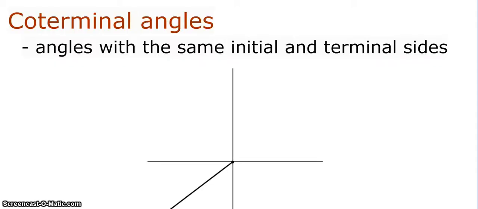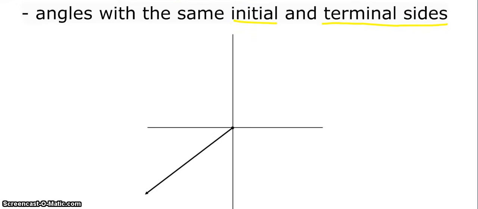Well, it's on your sheet, or on your packet. Coterminal angles are angles with the same initial and terminal side. And so again, look at all this stuff coming back. The vocabulary is very important that we understand what is an initial and what is a terminal side. So if I have this initial side and this terminal side, I might have some angle here that would represent this angle with that initial and that terminal side.